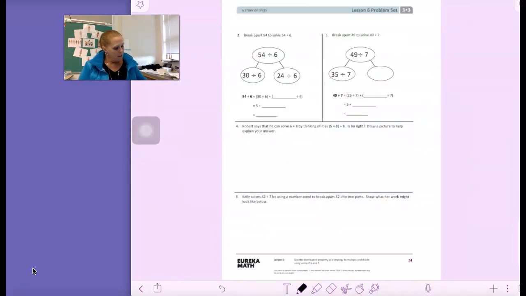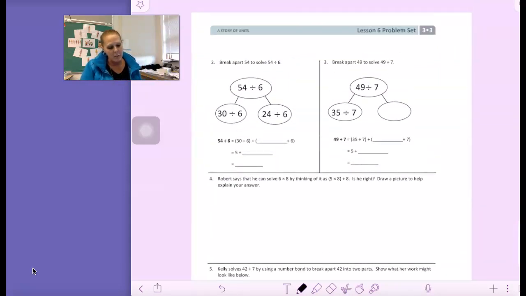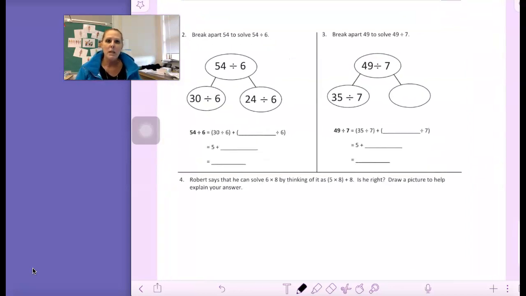Let's go on to number 2. Number 2 is doing the same thing. It's just breaking it down in a little bit different way. So we're going to break apart 54 to solve 54 divided by 6. These are a little trickier for Mrs. Goshert. These problems are a little trickier for me. I have to think a little bit harder on these.